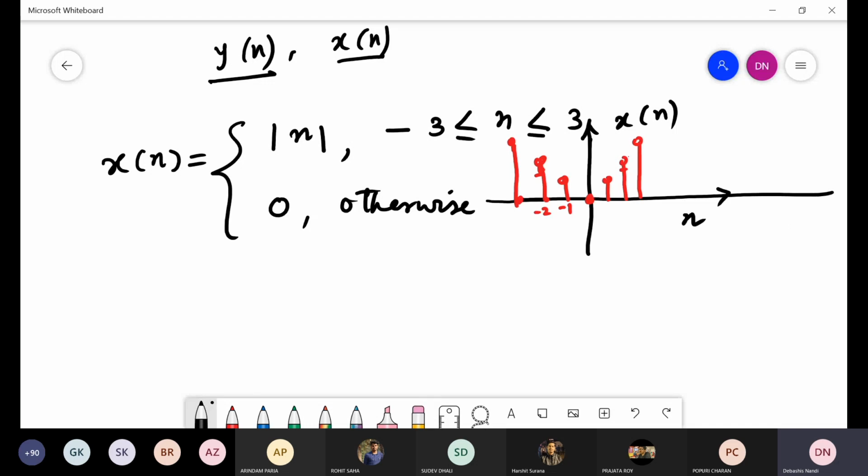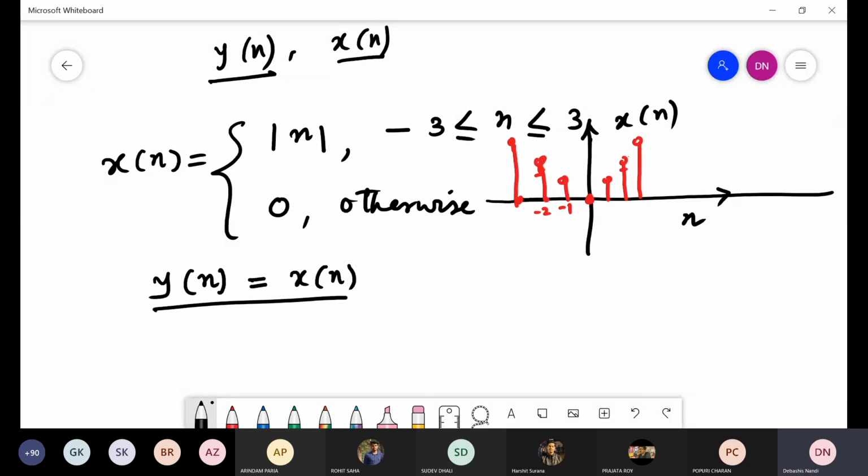Now I want to describe some input-output relationship where this x[n] is defined. Suppose we consider one system like this. If the system input-output relationship is y[n] = x[n], then what kind of name can I give for this particular discrete time system? Identical. Whatever x[n] you are putting, at the output you will get the same input.